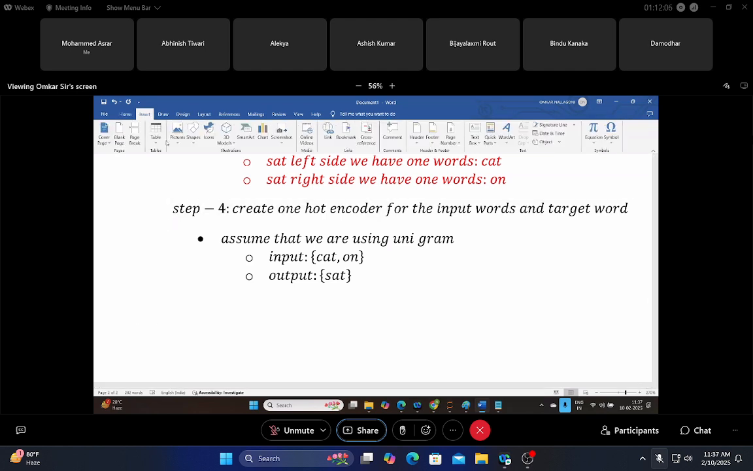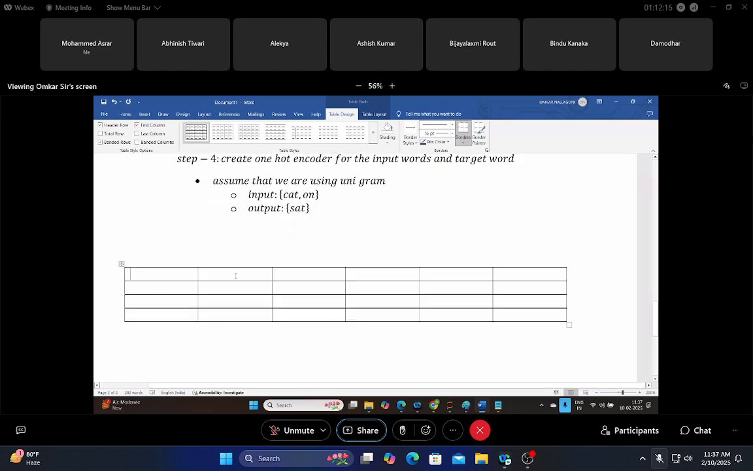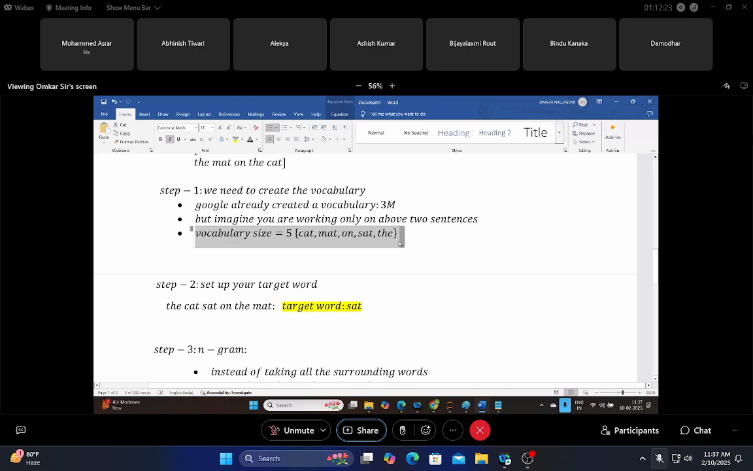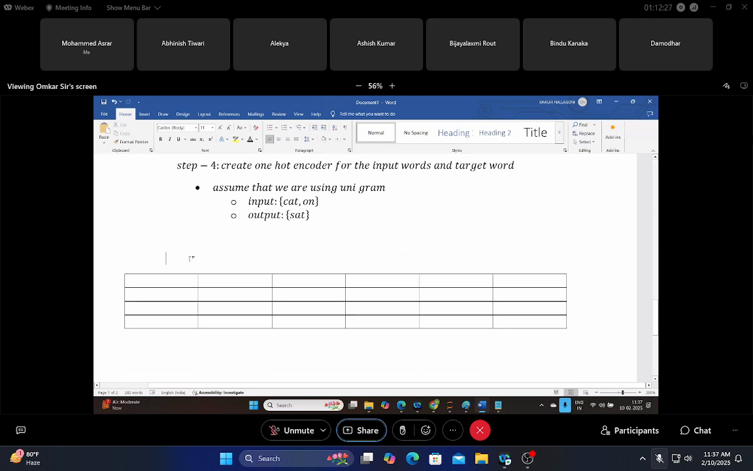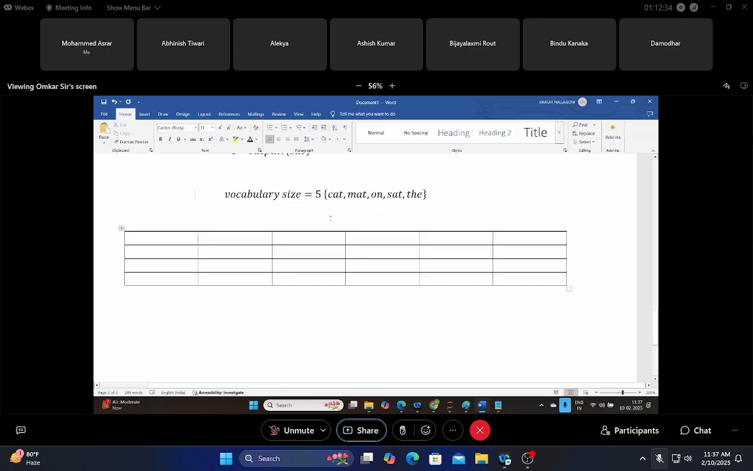Now, first word? Vocabulary. Cat, mat, on, sat.